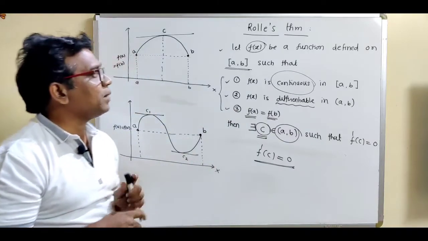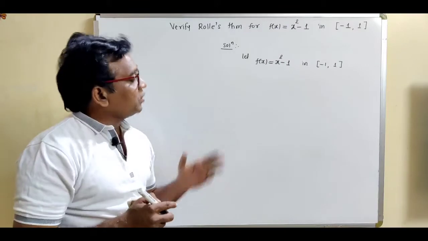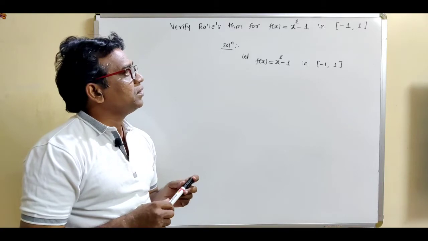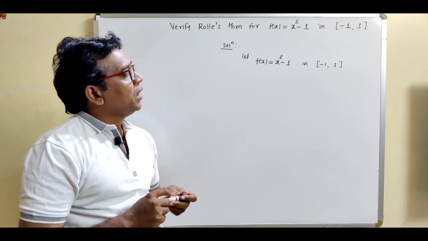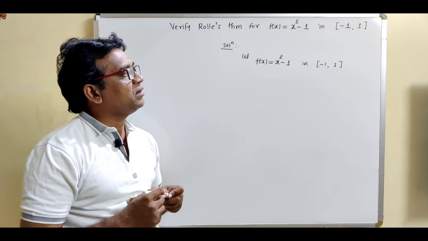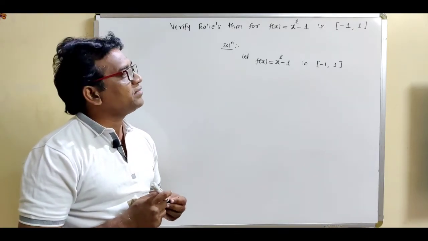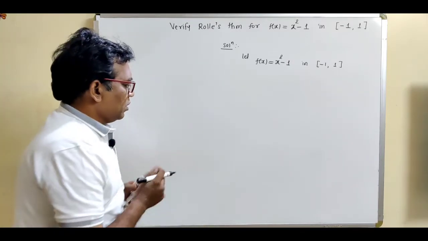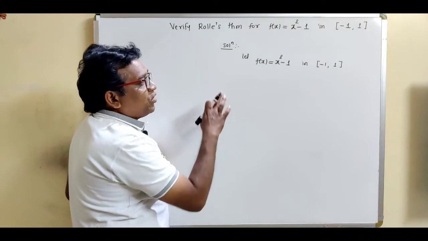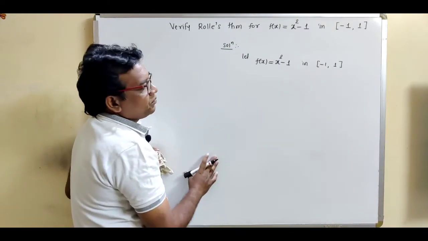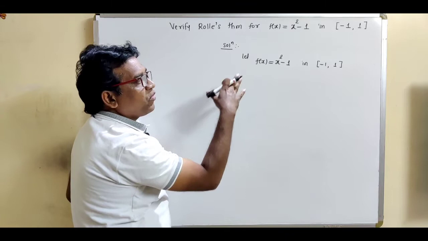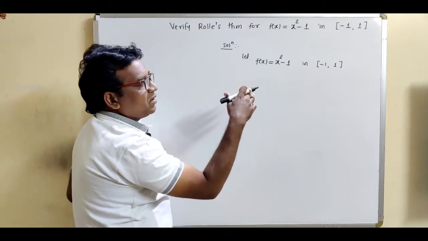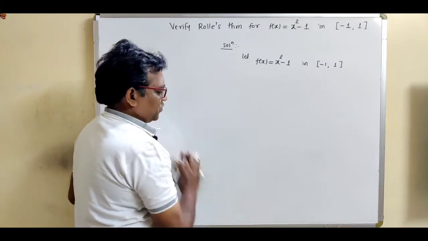So let us take some examples on Rolle's theorem. Now this is the first example. Verify Rolle's theorem for the function f(x) equal to x square minus 1, and we are given the interval as the closed interval -1 to +1. So in the solution, first of all, write down this function. Let f(x) equal to x square minus 1, and what is the given interval? The interval given is the closed interval -1 to +1.